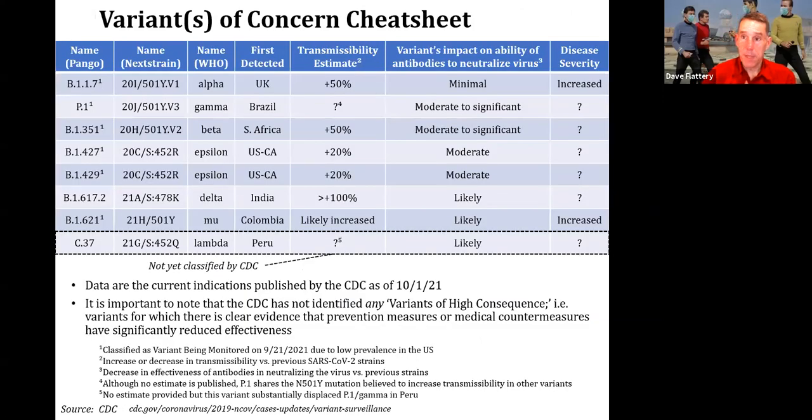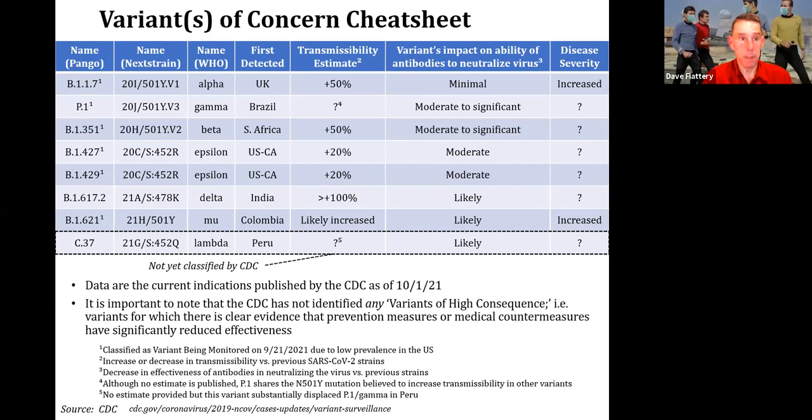This is an update based on the CDC assessments. And so there have been a couple things that changed here. There's been a little bit more data on Delta in terms of its transmissibility, which now is being cited as over 2 times as transmissible as the previous versions of the variants. So that's been changed, at least in this table, from likely to be more transmissible to more than 100% more transmissible.